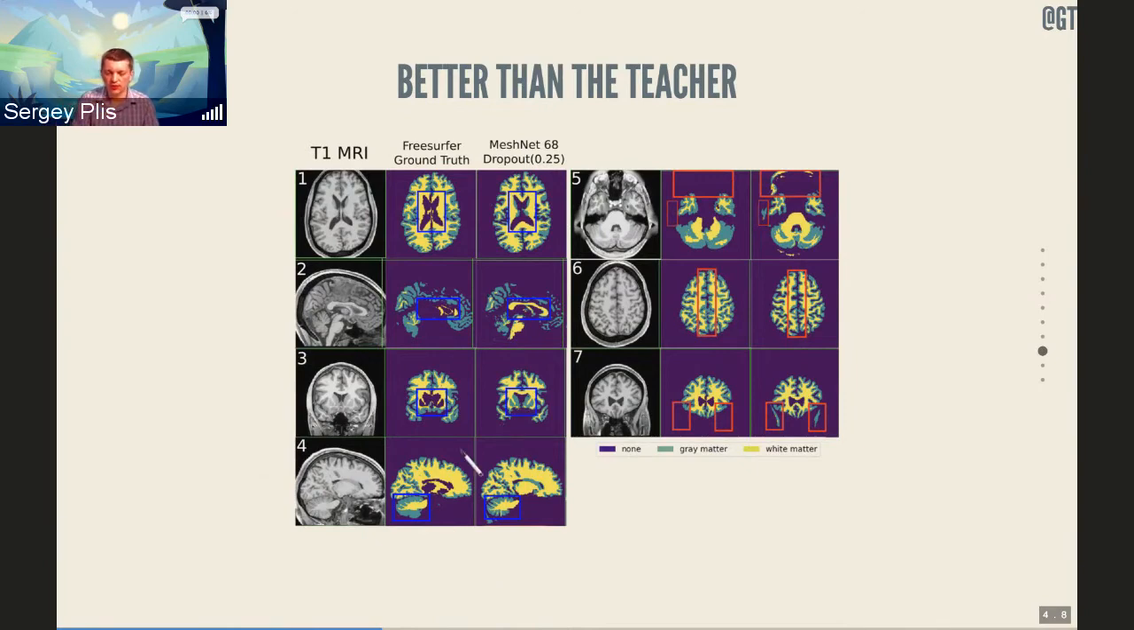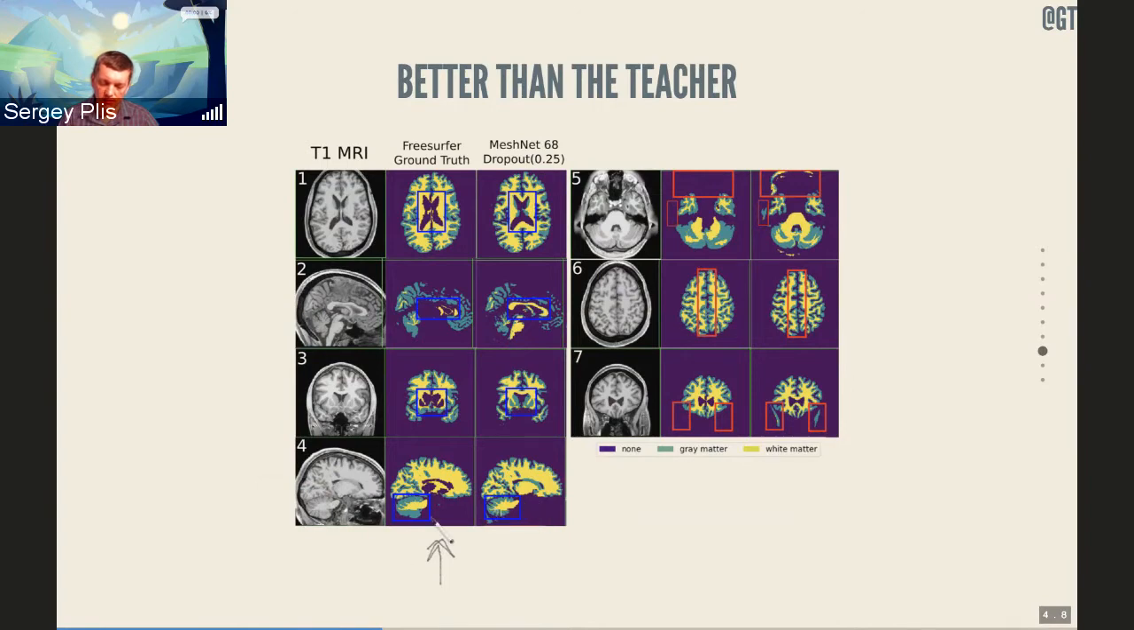But the interesting thing is that we trained it on FreeSurfer data, not on human labeled data. Human labeled data is hardly available and very expensive to generate. And we show here that FreeSurfer makes mistakes sometimes. It incorrectly extracts white matter and gray matter. But MeshNet, our model, and others will do. It's a general deep learning property. They generalize over non-systematic errors like that.